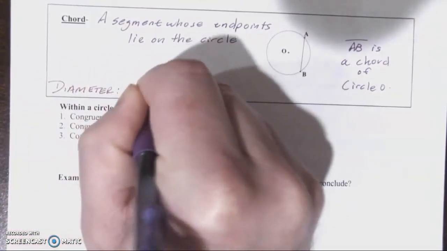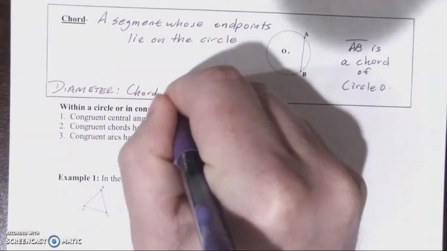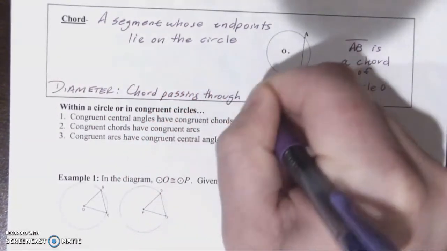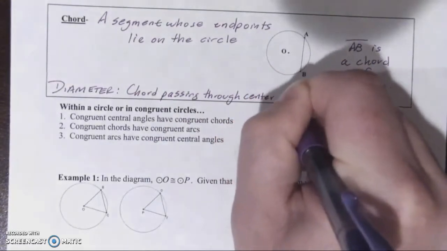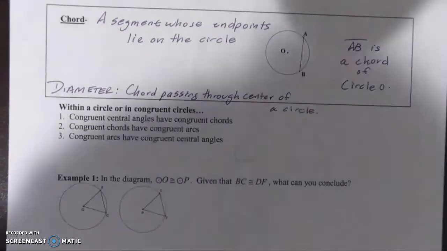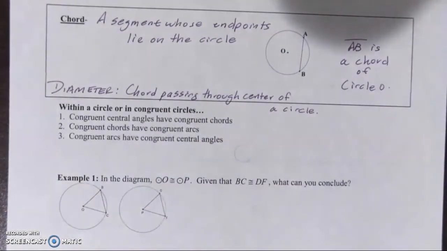A diameter is a chord passing through the center of a circle. So basically, a diameter is a very specific type of chord.